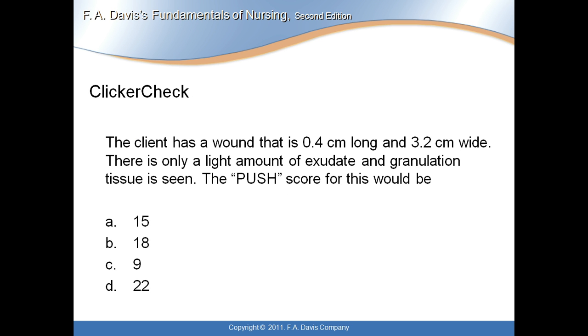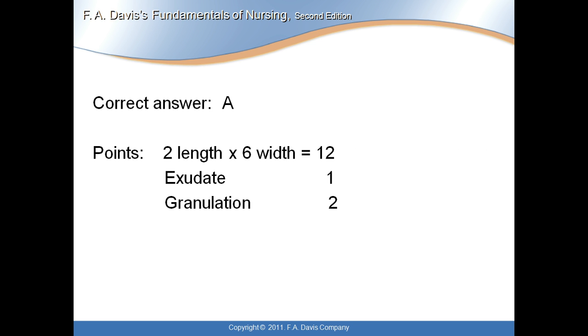So clicker check. The patient has a wound that is 0.4 centimeters long and 3.2 centimeters wide. There's only a light amount of exudate and granulation tissue. The PUSH score for this would be, and the answer is going to be A, points. So you've got 2 length, 6th width, which is 12. And you have exudate, which is 1, and granulation, which is 2.